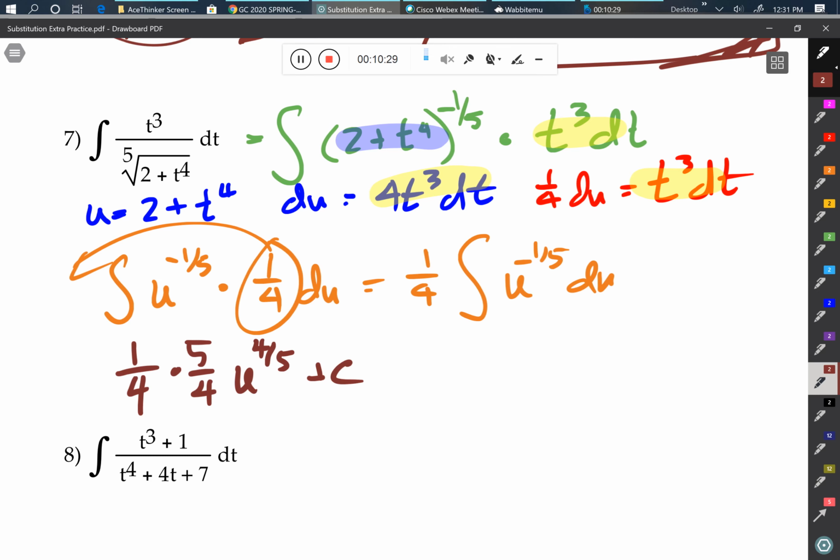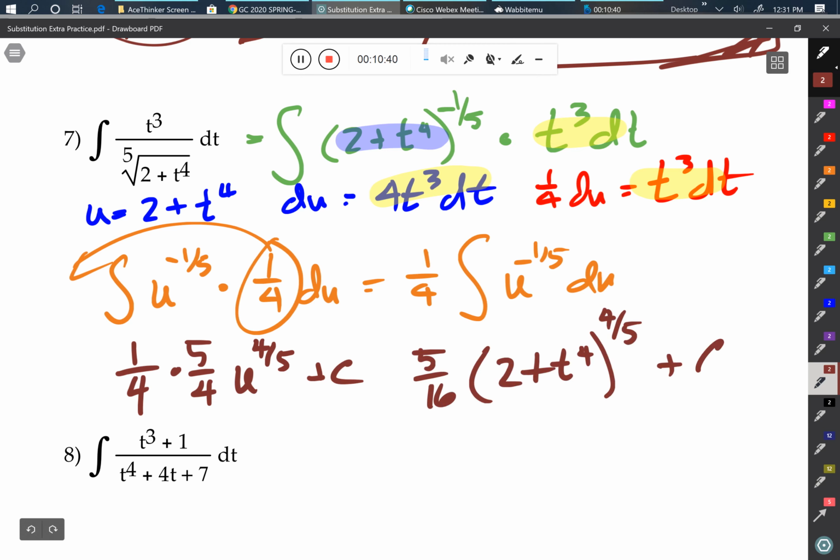Oh my God, I love this stuff. That's going to give me what? 5/16 times the quantity 2 plus t to the 4th. I'm doing my back substitution, raised to the 4/5 power, and of course plus c. My God, these are fun.